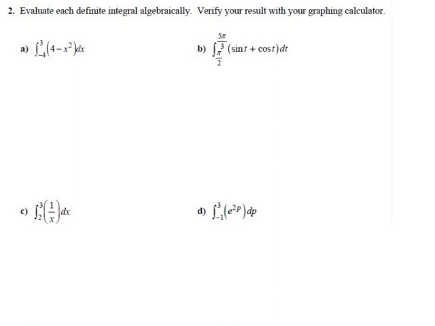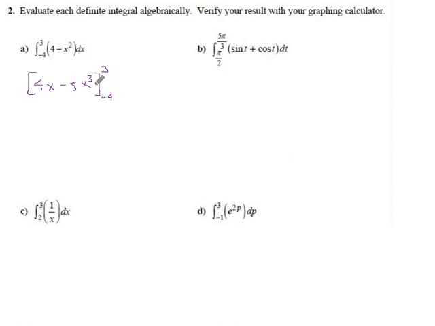Okay, let's see if we can do some definite integrals here. Now, here's our old nemesis, 4 minus x squared. We know how to deal with this. The antiderivative of this is 4x minus 1/3 x cubed, plus a c, which I'm ignoring because it's a definite integral. And we're integrating from an upper limit of 3 down to a lower limit of minus 4.